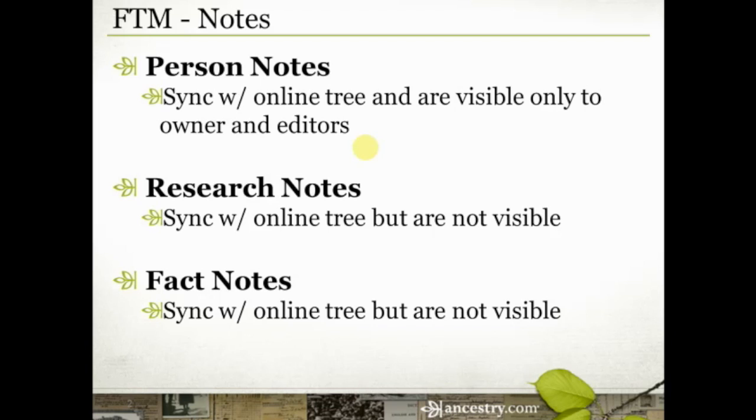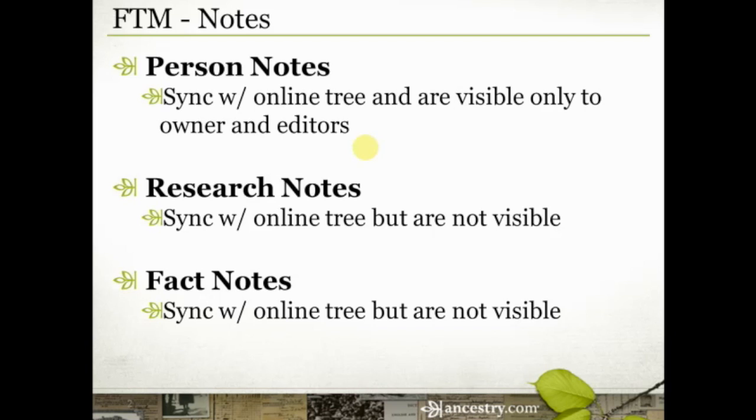The purpose for having them sync now is that if something happens to your Family Tree Maker file and you need to download a copy of your tree from Ancestry.com, those notes are going to still be there because we have synced them with your online tree, but they are not visible on your online tree. There's really no clean place to put them, and so that was why that decision was made.